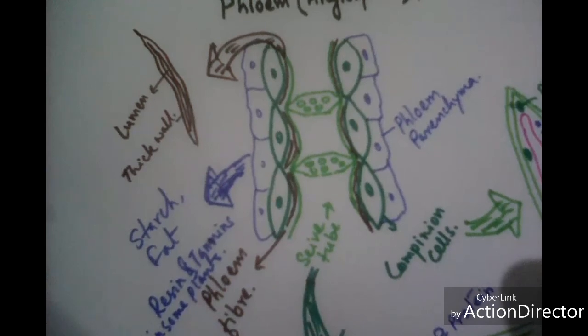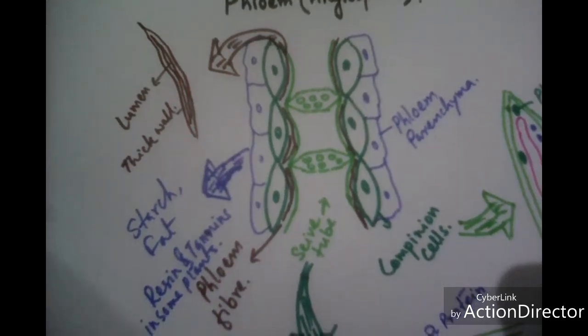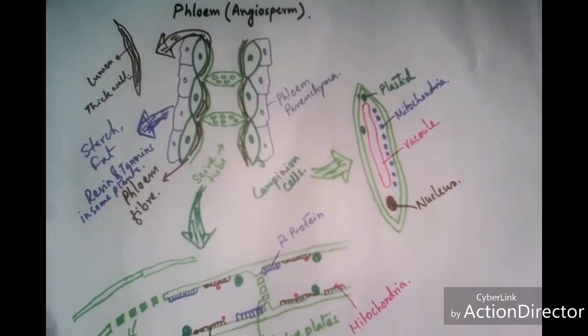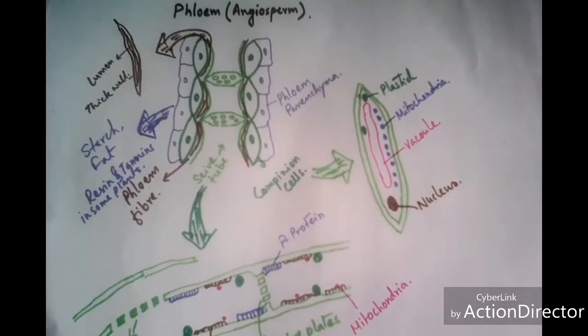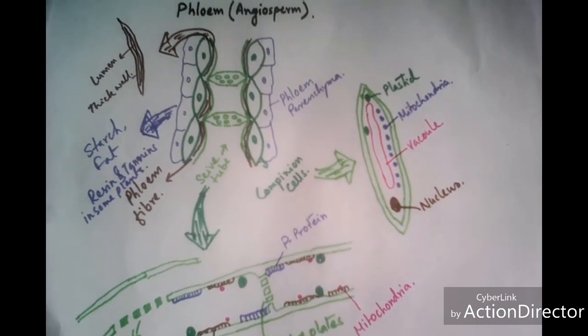Sieve tube is also living because companion cell shares its nucleus with sieve tube. So this is all about the structure of phloem.